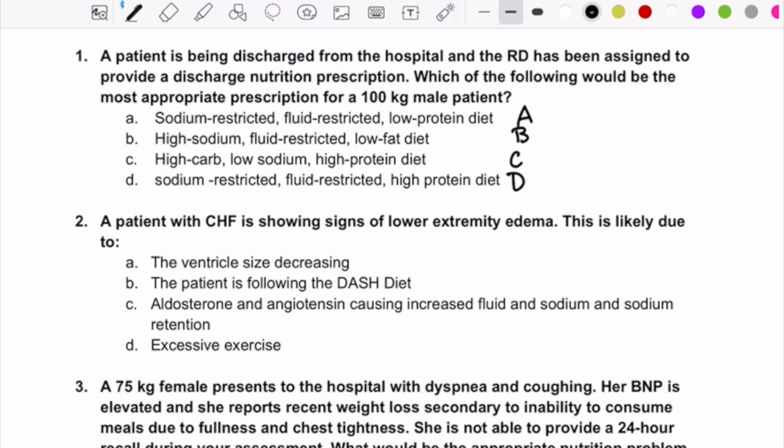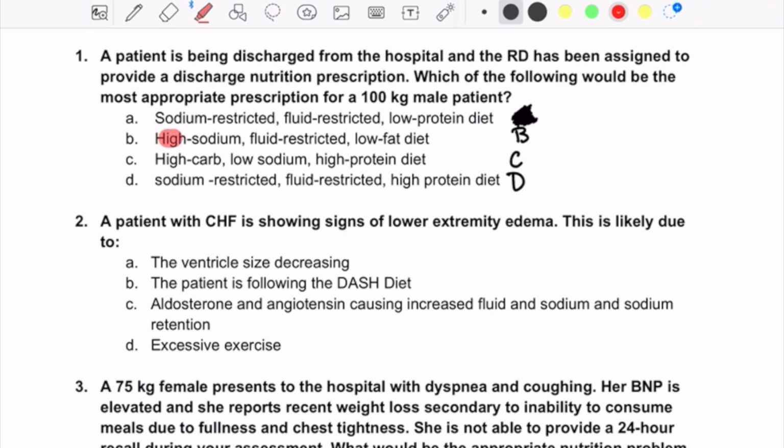Starting with A, sodium restricted, fluid restricted, low protein diet. When I read this one, I don't think this is going to be my best answer. The thing that threw me off the most in my gut is the low protein diet part of it. While sodium restricted, fluid restricted sounds good, low protein would not apply for CHF. Answer A is going to be removed for me. For B, high sodium, fluid restricted, low fat diet.